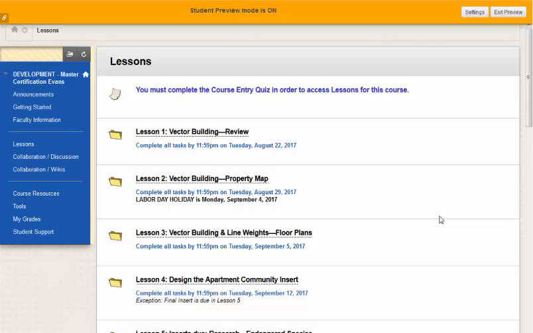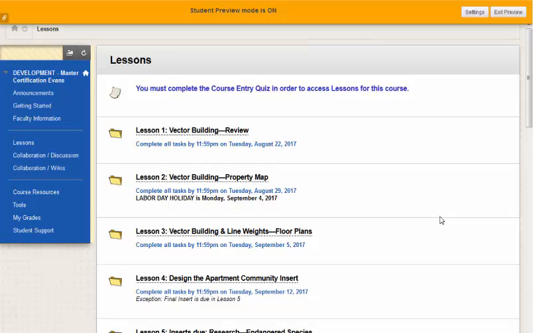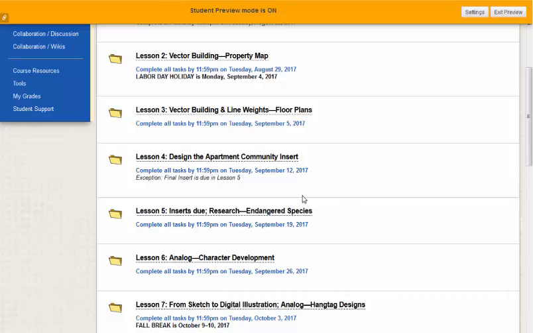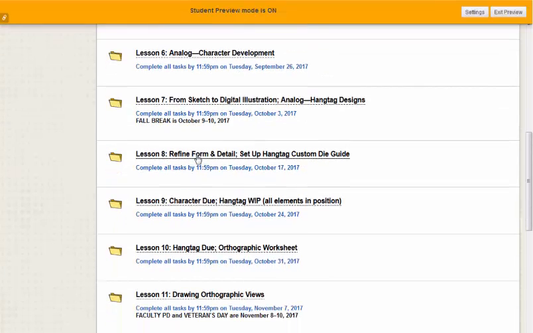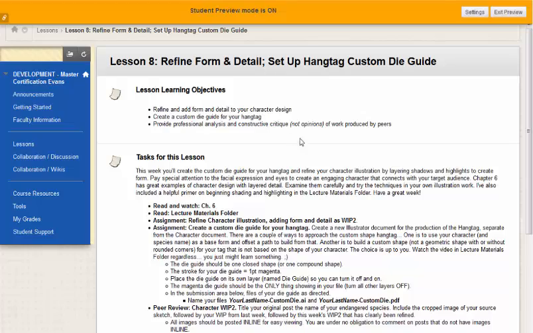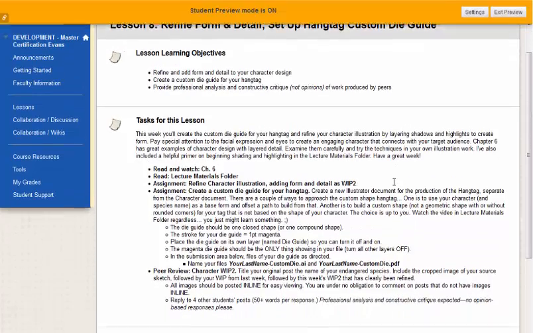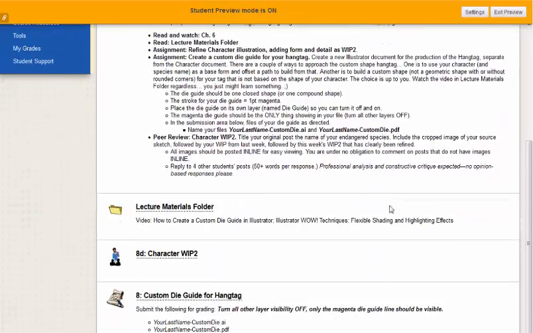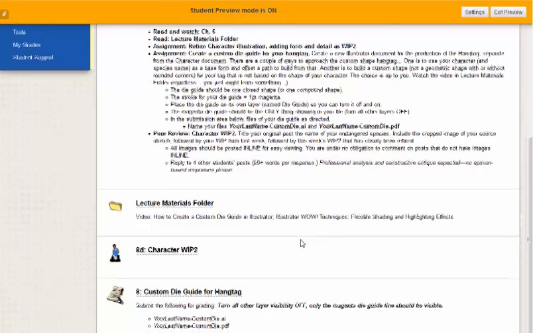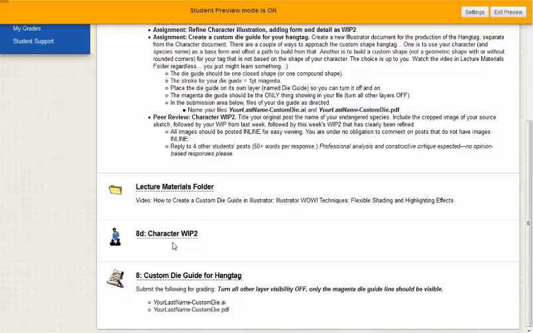The lessons area is organized in a consistent pattern and deadlines are clearly indicated. Each lesson contains lesson learning objectives, tasks for this lesson, lecture materials folder, and sometimes an assignment folder. I link to discussion board assignments within the lesson folder so students have everything they need in one place.